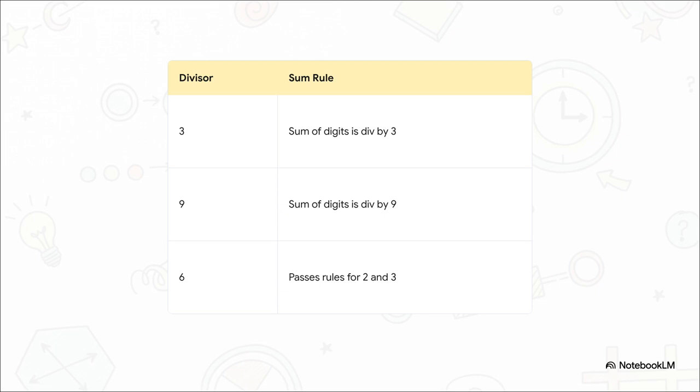And for 6, well, it just combines the rules. If it's an even number that also passes the 3 test, it's divisible by 6. It's kind of like checking the ID of the number at 2 different security gates.